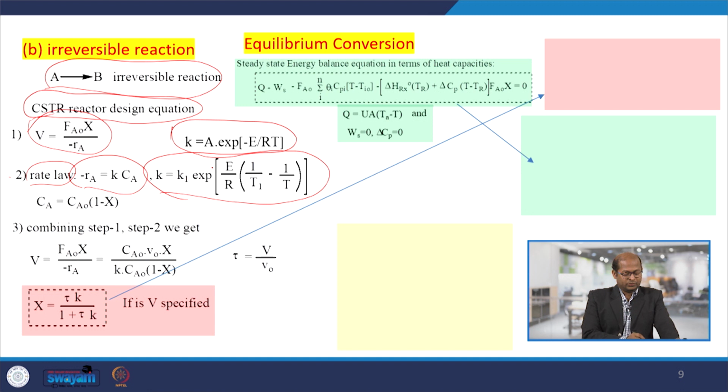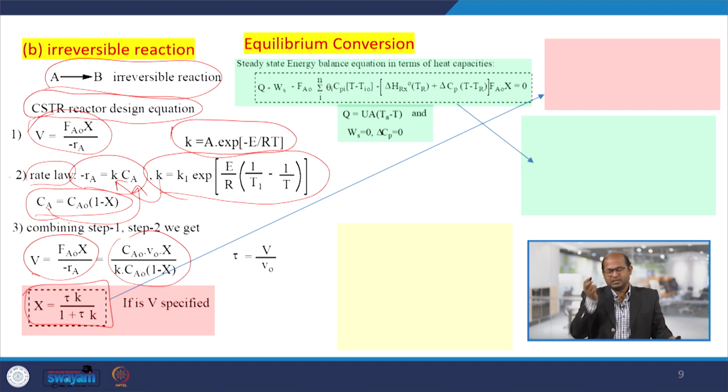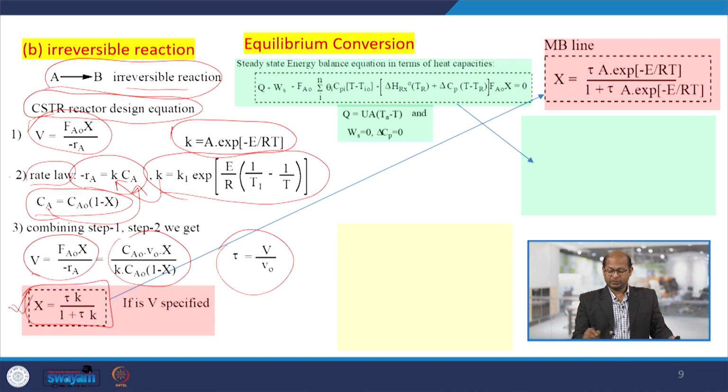Here Ca equals Ca naught into 1 minus x. So we can put Ca here and put k here, then we can find out the rate. If we combine steps 1 and 2 and put the rate in these equations and simplify, we get x equals tau k by 1 plus tau k for CSTR reactors with irreversible reactions. The material balance equation is x equals tau k by 1 plus tau k, where tau is the volume by volumetric flow rate, that is the space time. These equations we can also write this way.